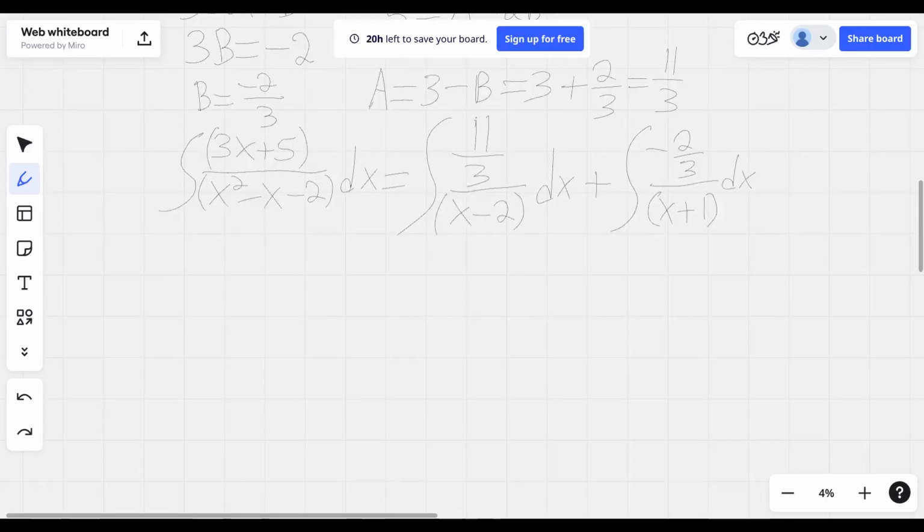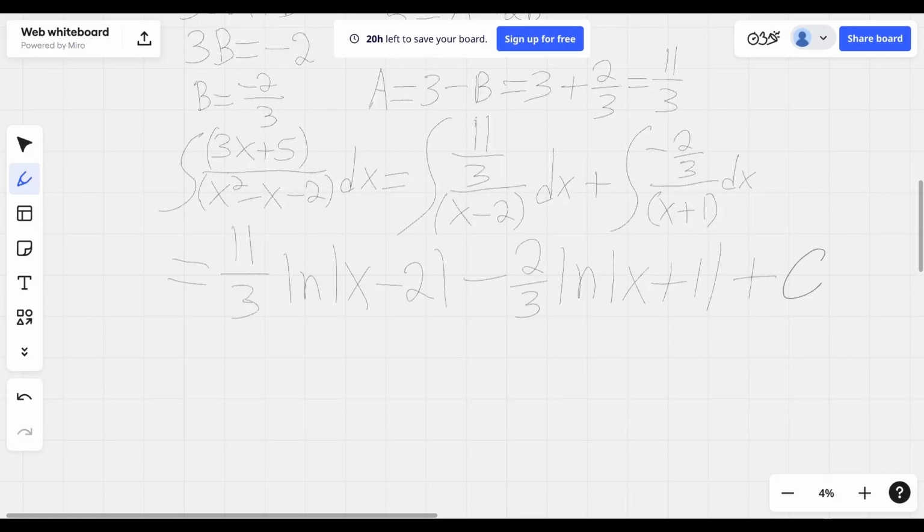So now we can just write it like this. And these integrals will be 11 over 3 ln of |x minus 2| plus, or it's going to be negative 2 over 3 ln of |x plus 1| and plus C. Don't forget that plus C.